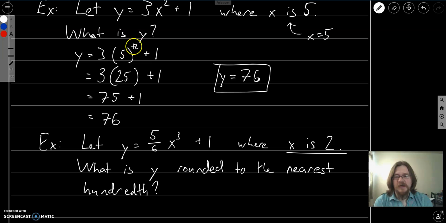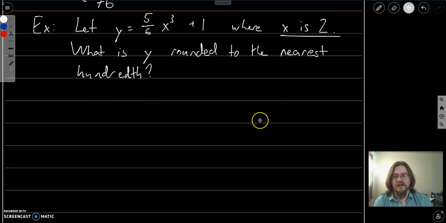So then we had some exponents. So we took 5 squared and we got 25. There's no more exponents, so we move on to multiplication and division. We're multiplying here, and now there's no more multiplication and division. The last step is just to do all the additions and subtractions. So let's do the next example.